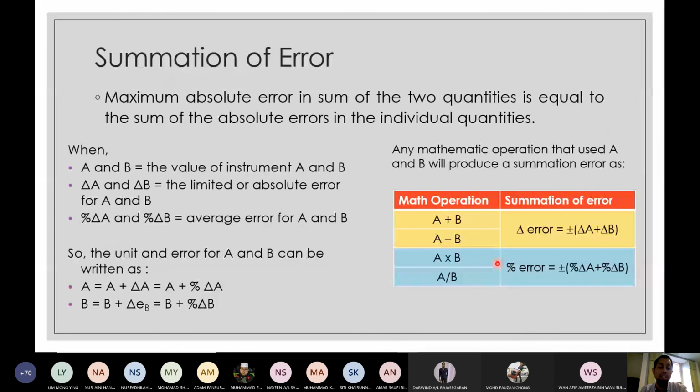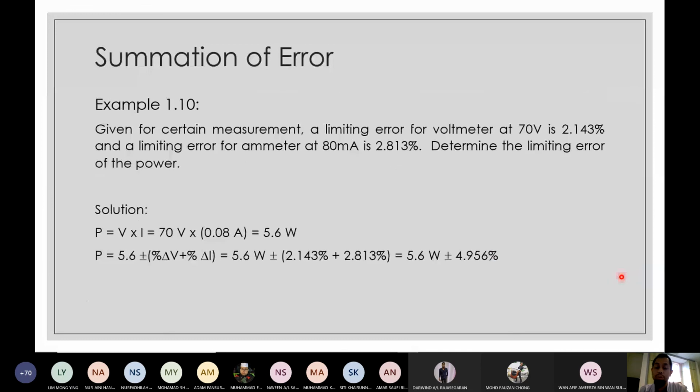This is what is meant by the summation of error, the slide just now. So basically, when we have two parameters, each has their own limiting error, we add the limiting errors together, either in absolute form or in percent form. If we have a plus or minus operation, then we can add the absolute values. If you have multiplication or division, then we add the percentage changes of the absolute values. So that's why we have this addition here to get plus minus 4.956%.